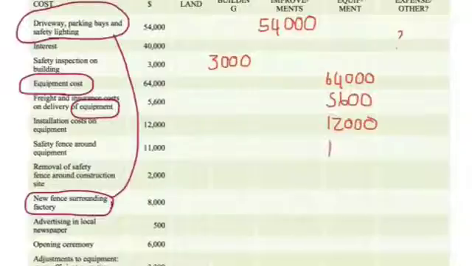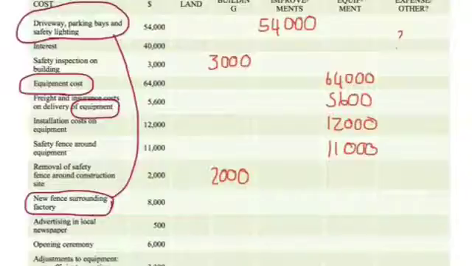Safety fence around the equipment. Then the removal of the safety fence around the construction site. That is a cost that once again relates to the building and getting that into the right or fit condition for operation. And because we then erect a new fence around the factory, that new fence will be part of improvements, once again because that will have a different depreciation rate than the other asset categories.